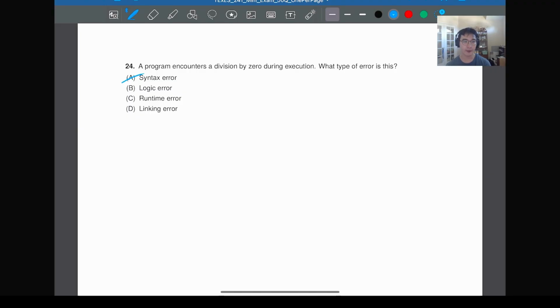Well, is it a logic error? With a logic error, the program would still be able to run, but typically when you encounter division by 0, this causes the program to crash. So it is not a logic error, because with a logic error the program can still run, it's just that the logic of the program is wrong, something is happening that you don't intend. But here, the program will crash typically if you have a division by 0 and you don't handle it correctly. Is it a runtime error? Yeah, it is.